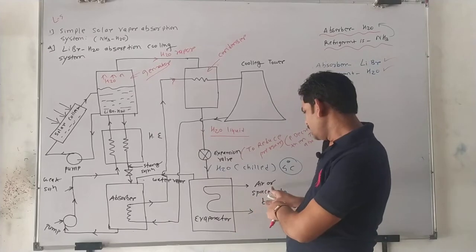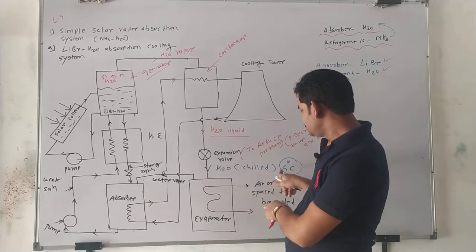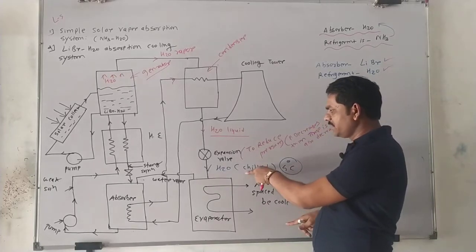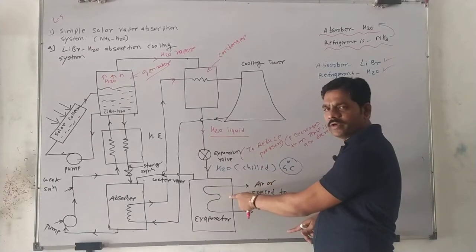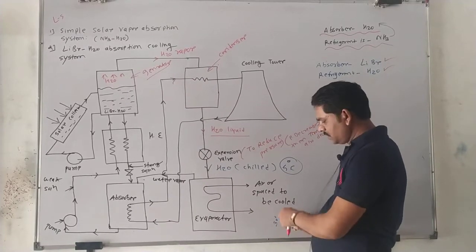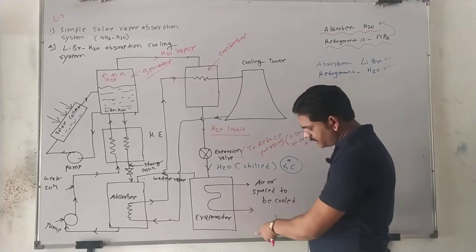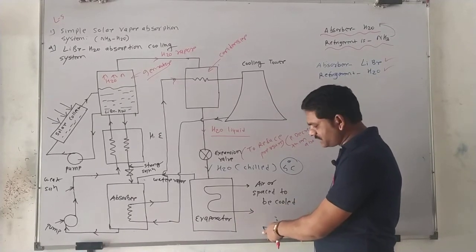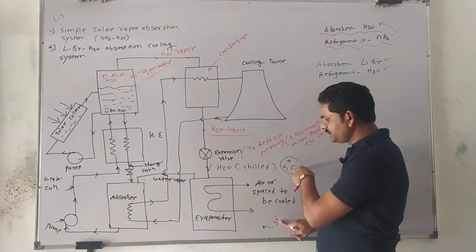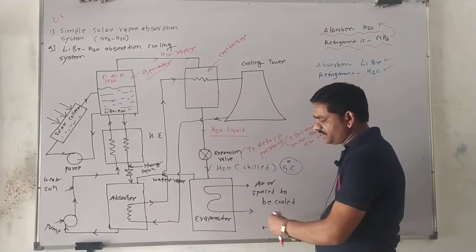Okay, so air or space is cooled by using the evaporator. How? Because inside the evaporator we pass water at 4 degrees Celsius, and the space has a temperature of, suppose, 30 degrees Celsius. So where does the heat flow? The heat flows from higher temperature to lower temperature. So the heat from the space is given to the chilled water in the evaporator, and automatically the temperature of the space decreases.